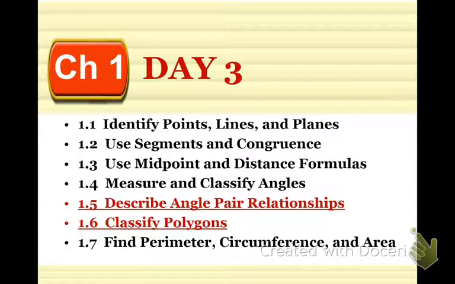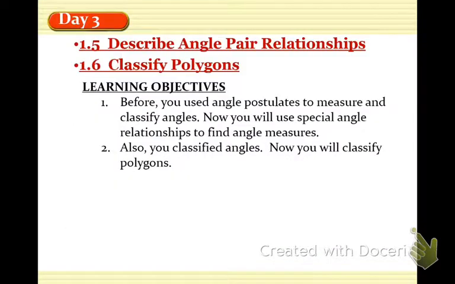Today we're going to cover sections 1.5 and 1.6. 1.5 is to describe angle-pair relationships. 1.6 is classify polygons. Our objectives.